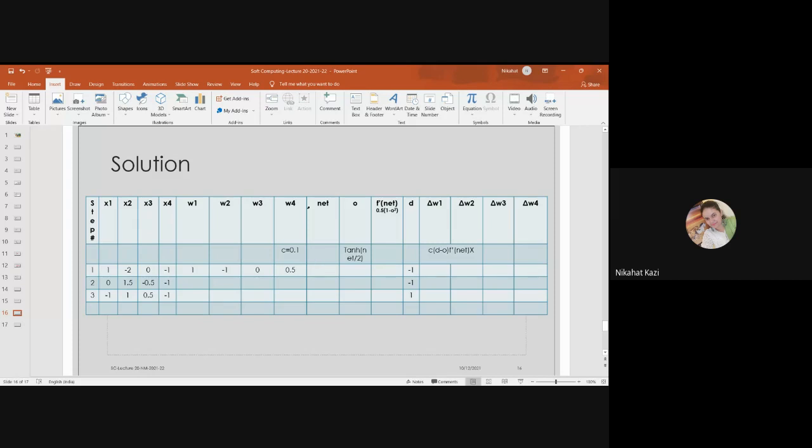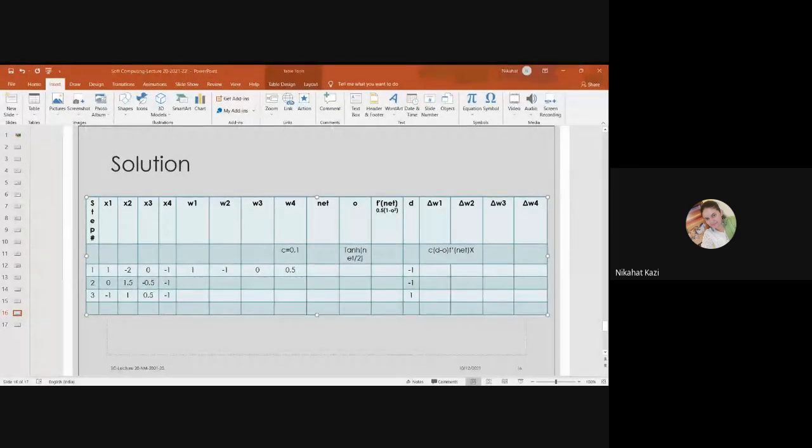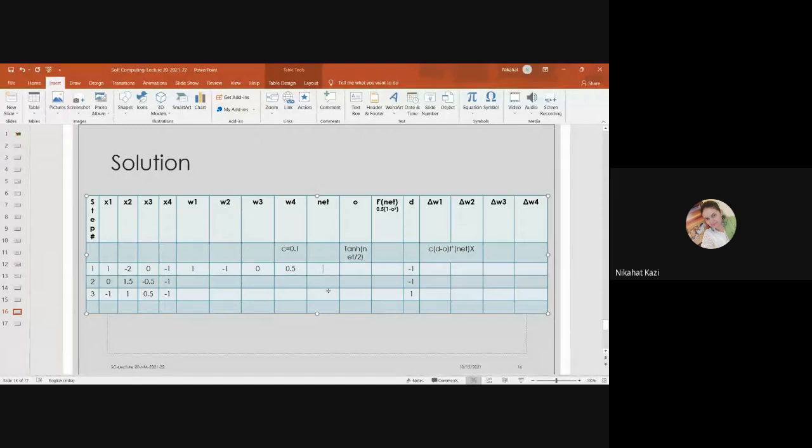First of all, the first step is always to compute the weighted sum of inputs, that is net. Just multiply these inputs with these weights and sum them up. That is the value of net. Can you tell me what is the value of net? Come on, you have to solve this problem for me today. 2.5? 2.5.